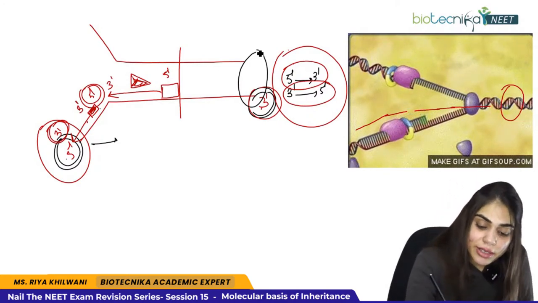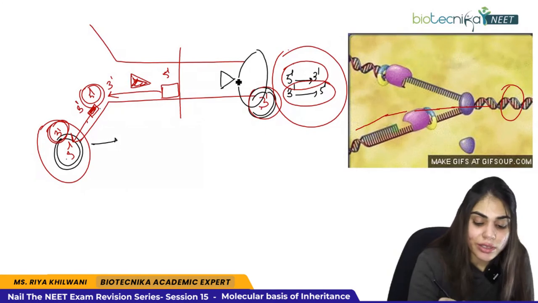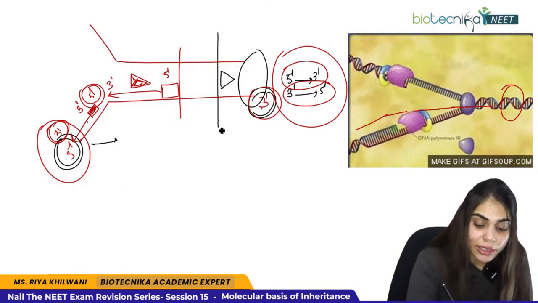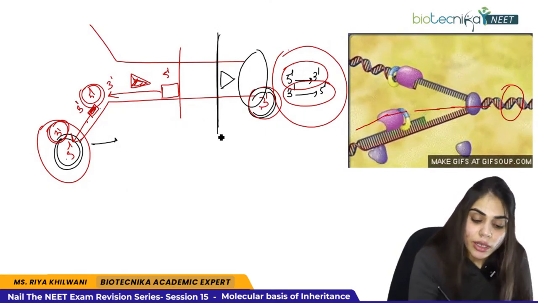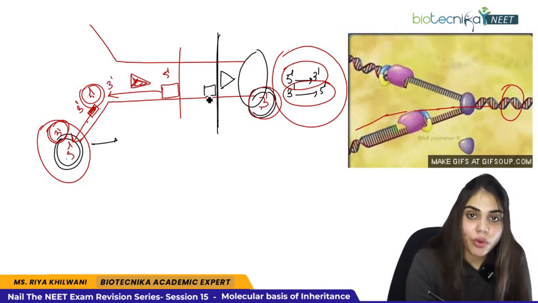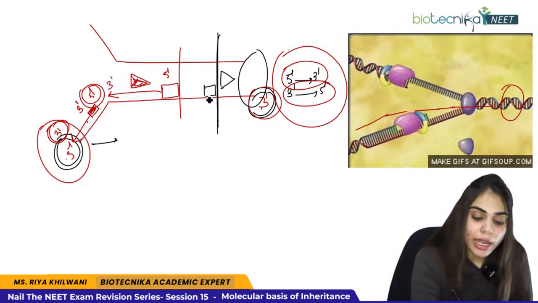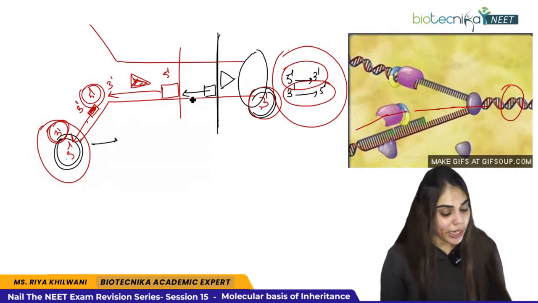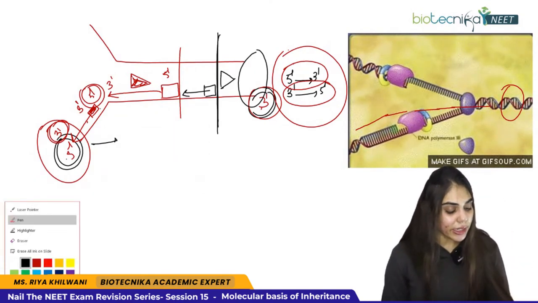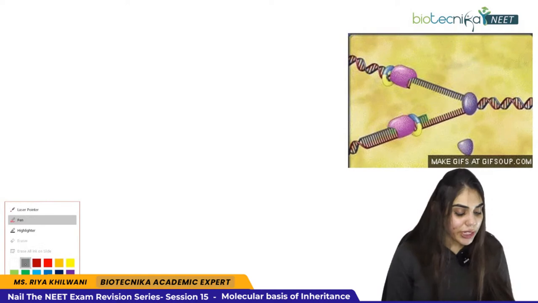So again, gyrase is here. Helicase will move in this direction. And suppose till here the DNA helix is being opened. Again here the primer will be formed by the primase enzyme and the DNA will be synthesized. So you can clearly see how the DNA is synthesized. So how is it being synthesized?